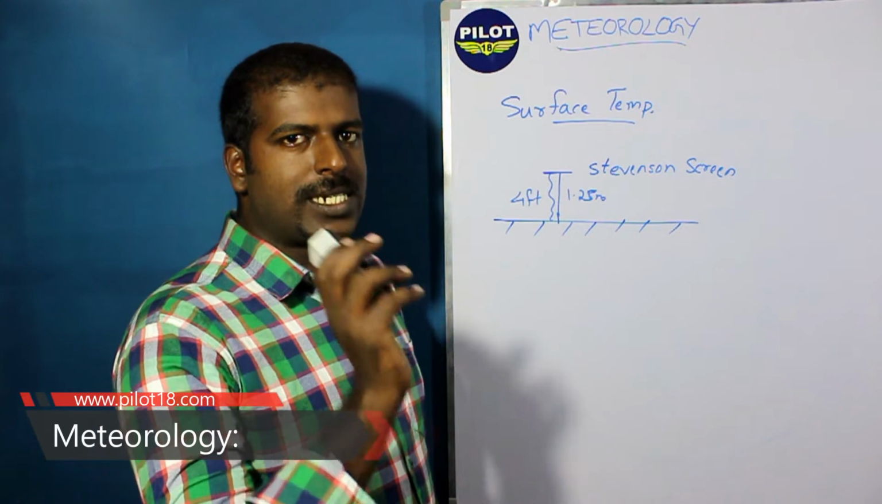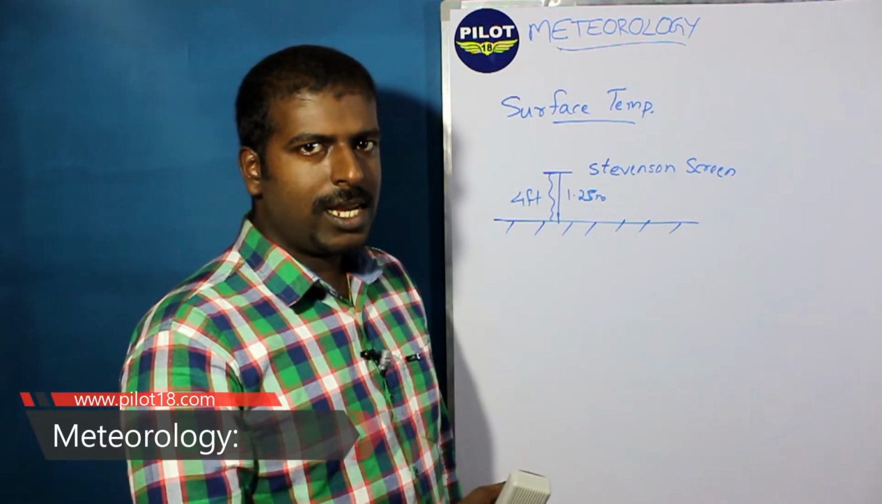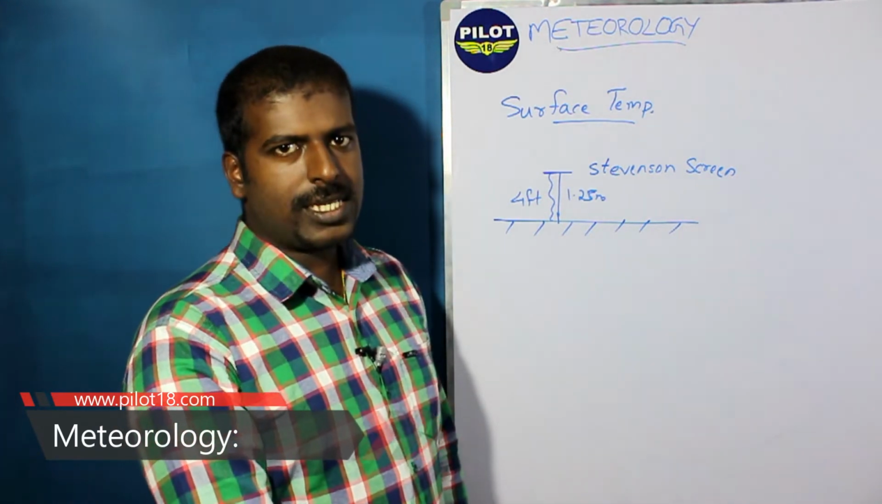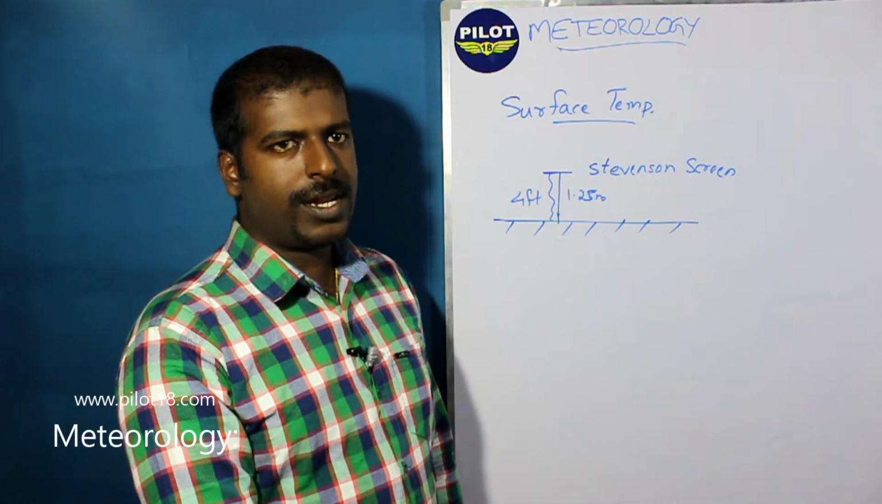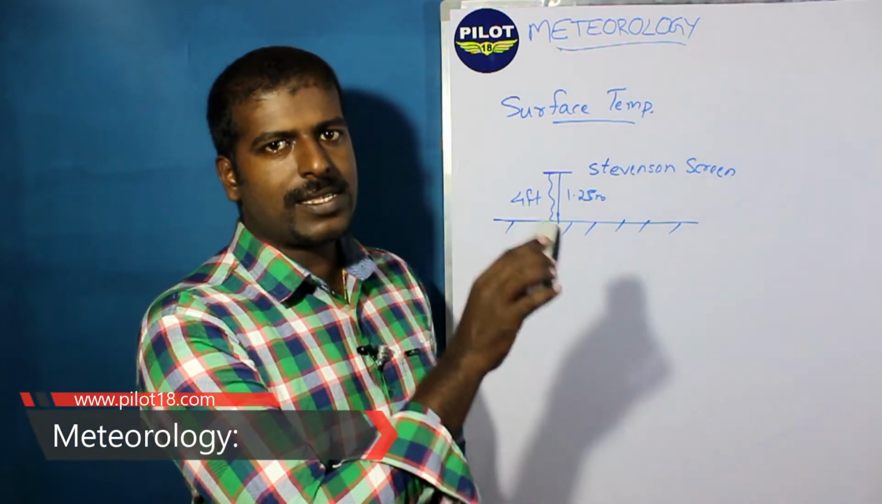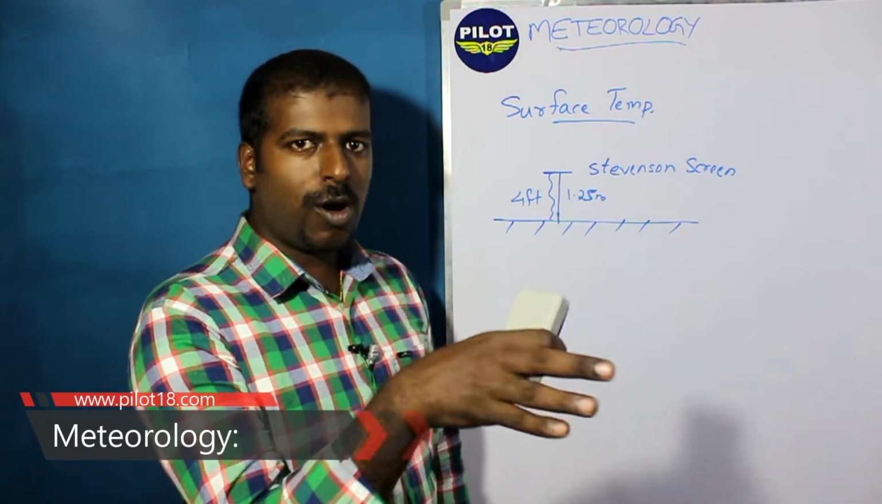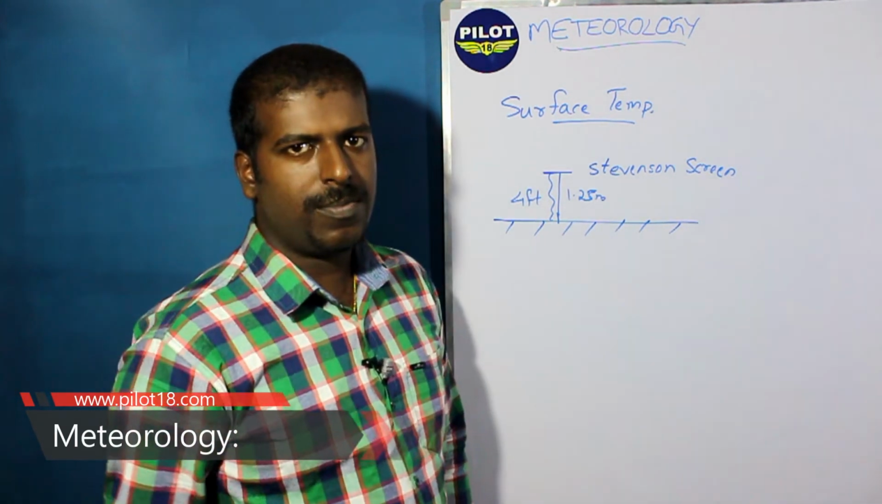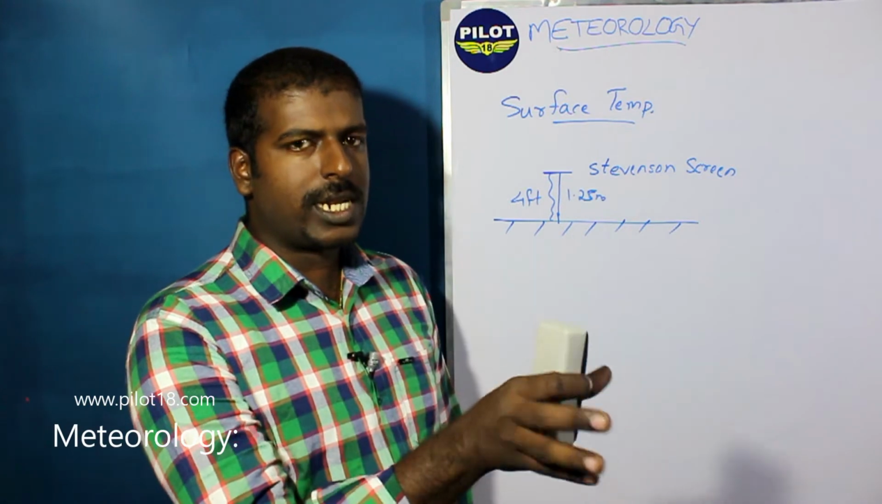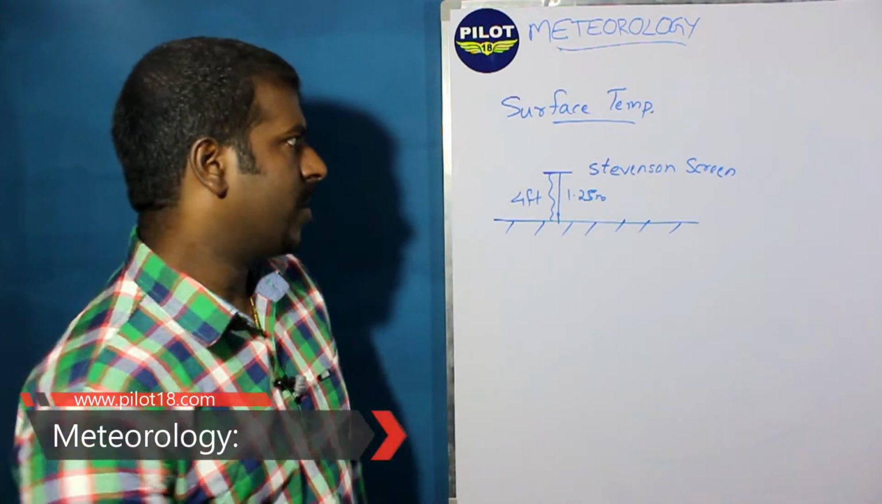Okay, we measure surface temperature in shade. 4 feet of height is there, or 1.25 meter of height. Then we use a Stevenson screen to cover the thermometer, and that is also faced opposite to the sun. Not towards the sun, it is faced opposite to the sun. Okay.